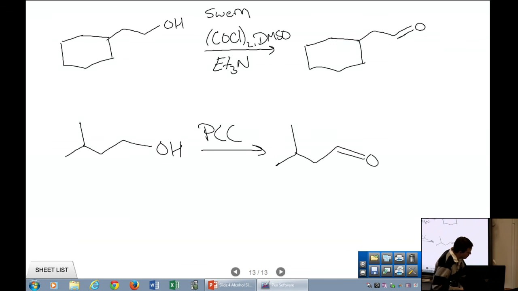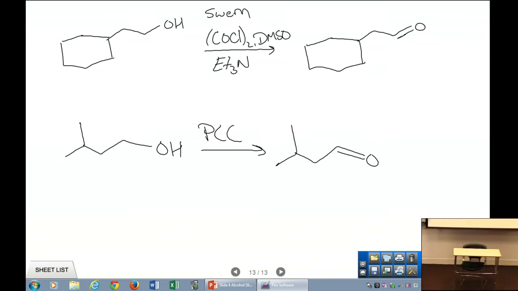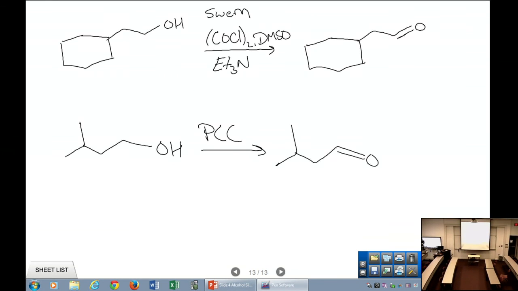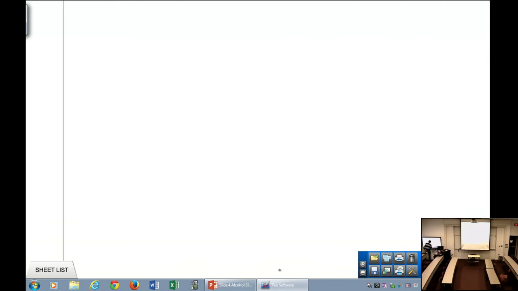So, of course, it would not be a complete lecture without a mechanism. We're not going to do the mechanism for all of these, but we're going to do the mechanism for one of them, and that is going to be the Dess-Martin reaction.